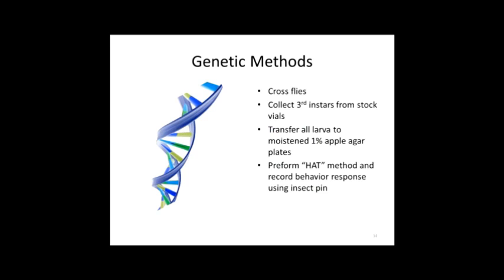During the genetics experiments, I would cross the flies if necessary, then collect the third instars from the stock vials, transfer these larvae to the 1% apple agar plates that I moistened with DI water, and perform the hat method and record behavior responses.